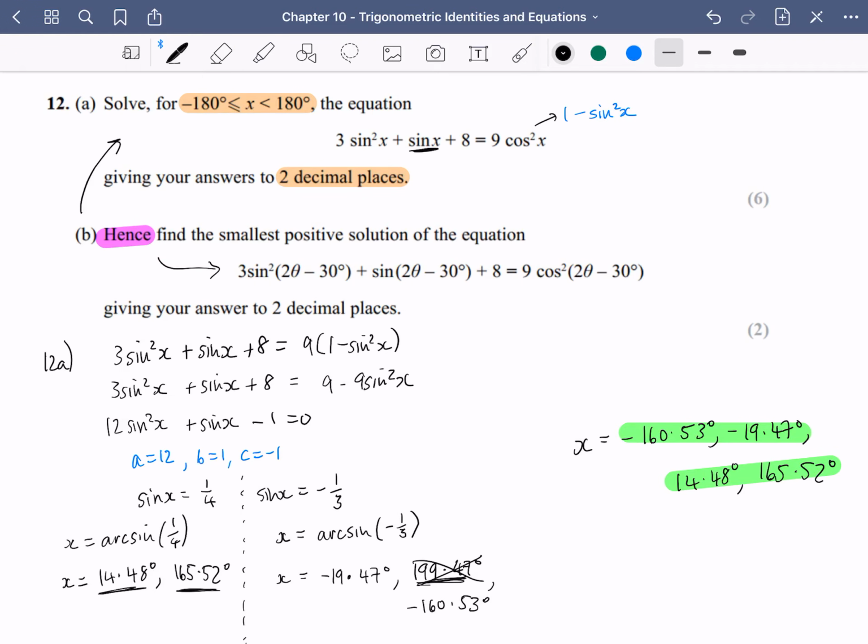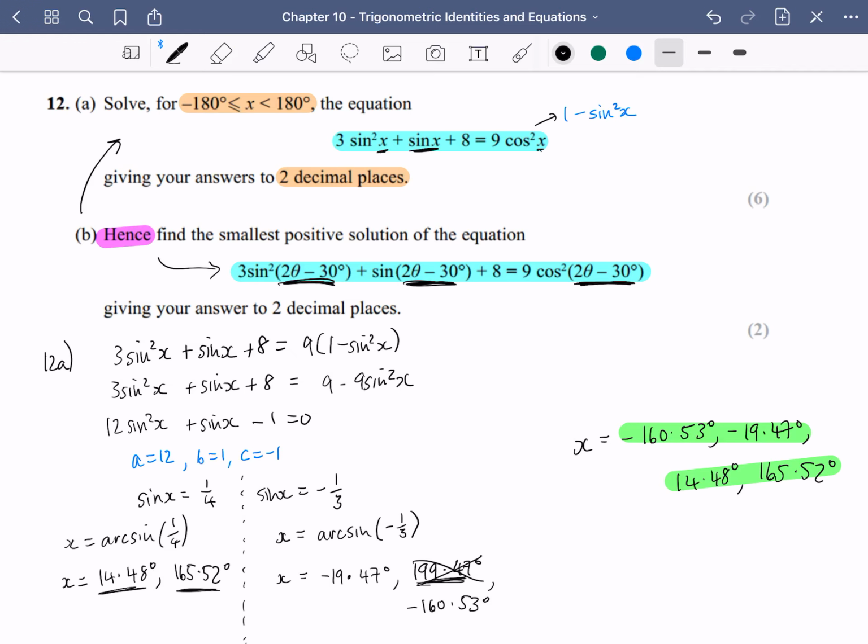So there's a few different things to notice. First of all, the equation is exactly the same. Well, it's not exactly the same, is it? That's not true. It is almost exactly the same, apart from where there is x in this question, there is now 2 theta minus 30.